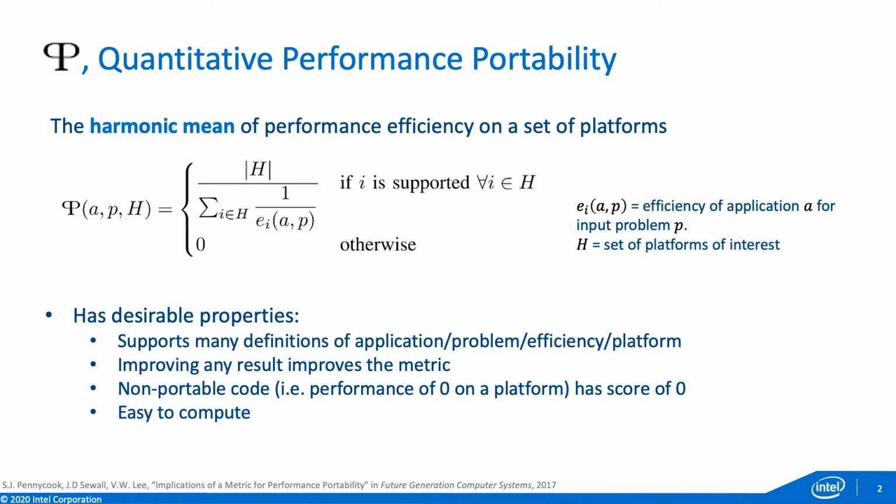This has a lot of properties. I won't go into great detail here, but it suffices to say that a code that gets a score of 0 did not perform on one or more of the platforms, and a score that goes to 1 is the best possible based on the data that you have. And it's also worth noting that any result improves the metric, and any result getting worse lowers the overall score.